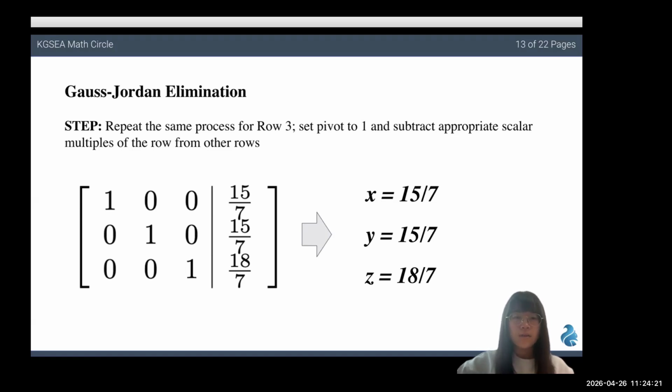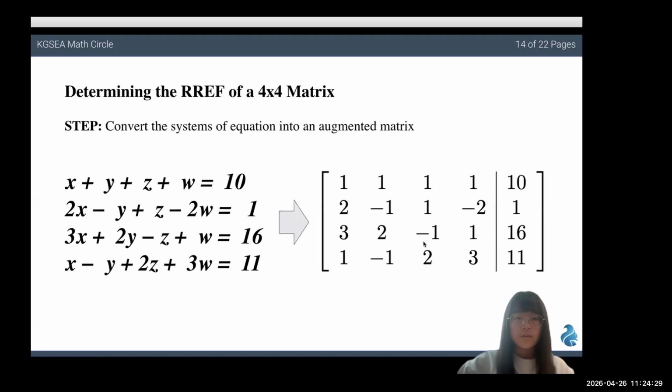Now that we know how to determine the REF from a system of equations, let's return to our initial system that we had in our intro. By expressing the system in the form of an augmented matrix, we can apply a similar process of Gauss-Jordan elimination on a 4x4 matrix to solve the following system.